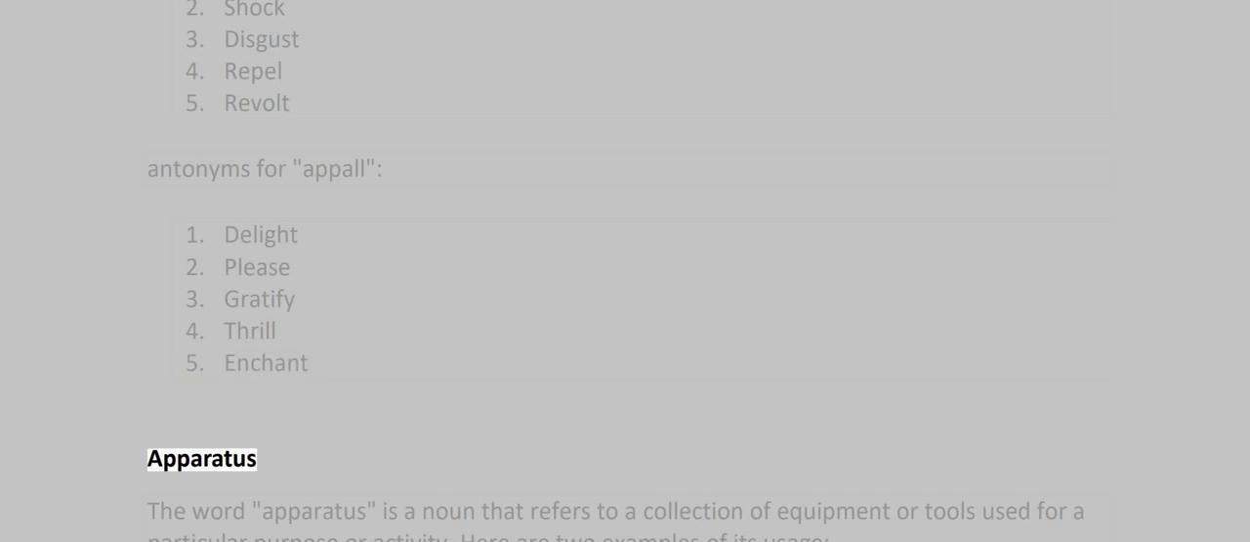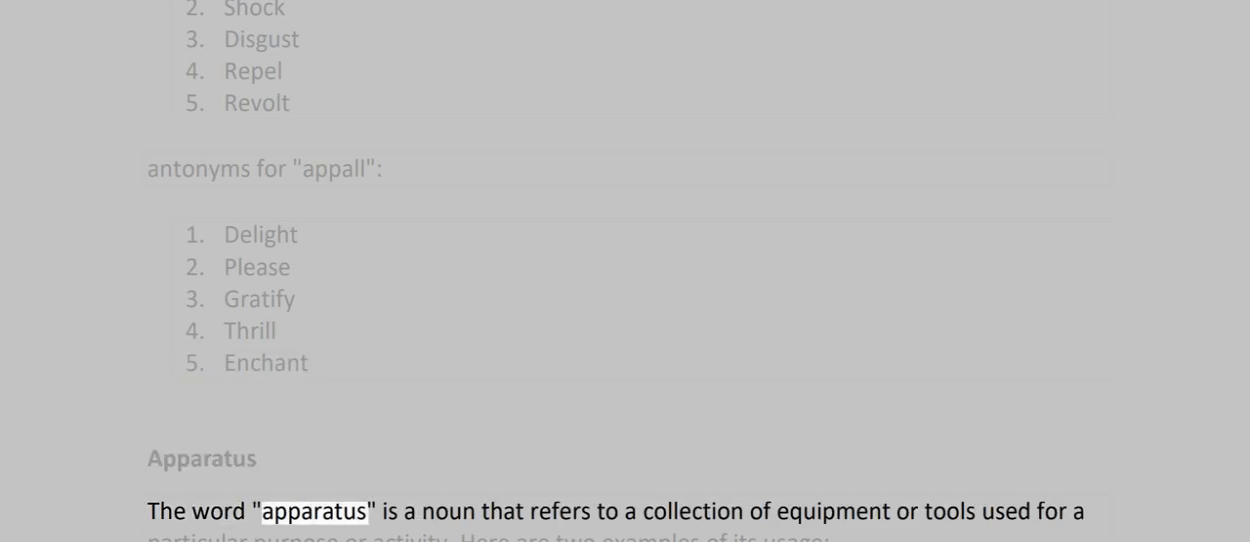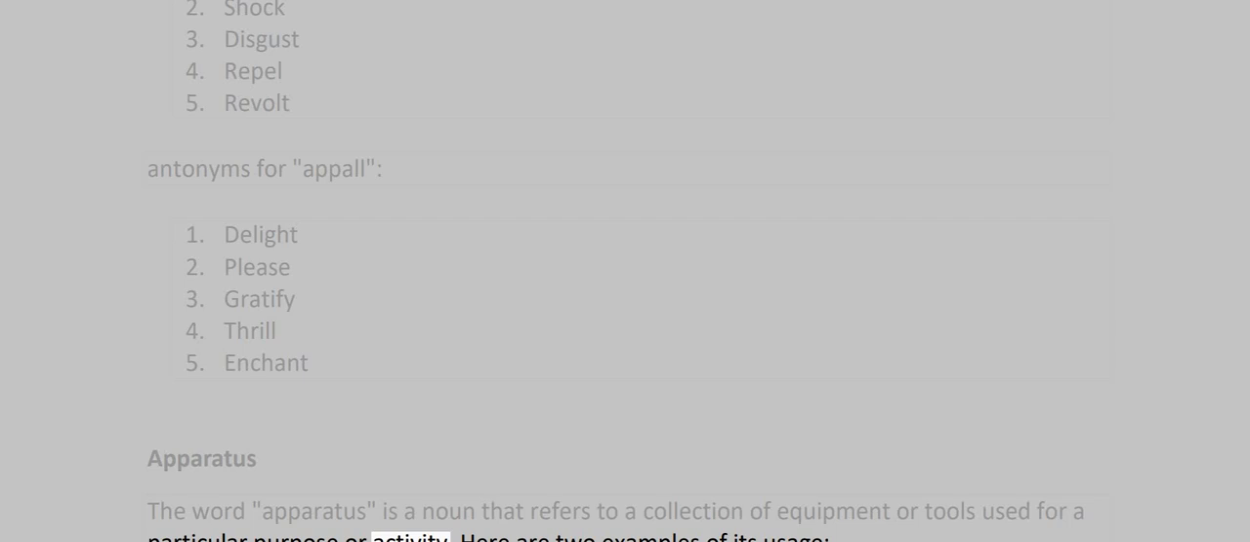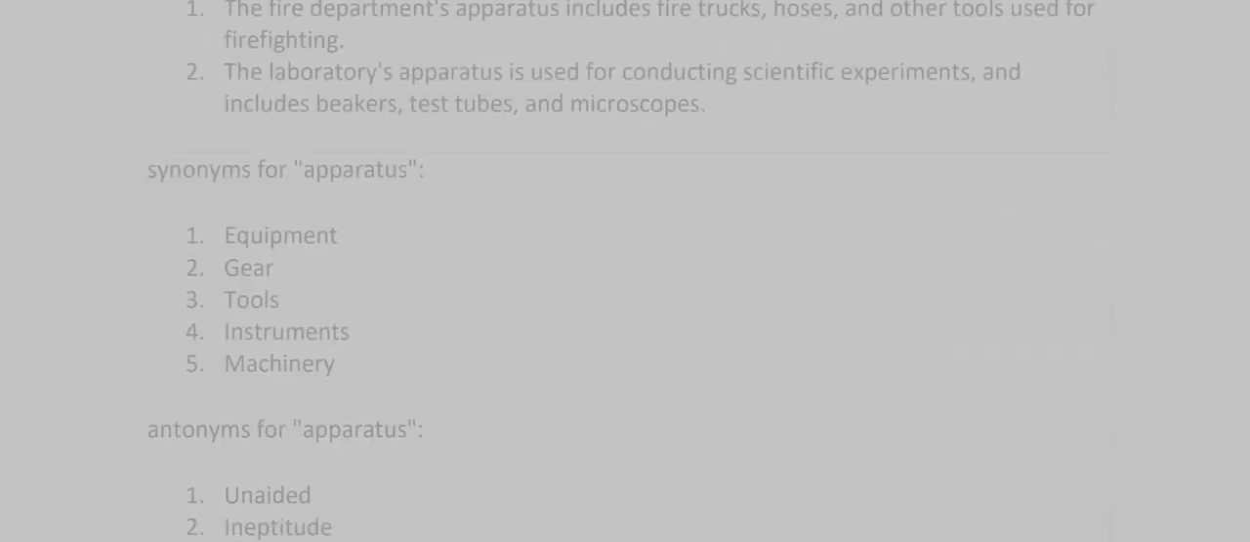Apparatus. The word apparatus is a noun that refers to a collection of equipment or tools used for a particular purpose or activity. Here are two examples of its usage. 1. The fire department's apparatus includes fire trucks, hoses, and other tools used for firefighting. 2. The laboratory's apparatus is used for conducting scientific experiments and includes beakers, test tubes, and microscopes.